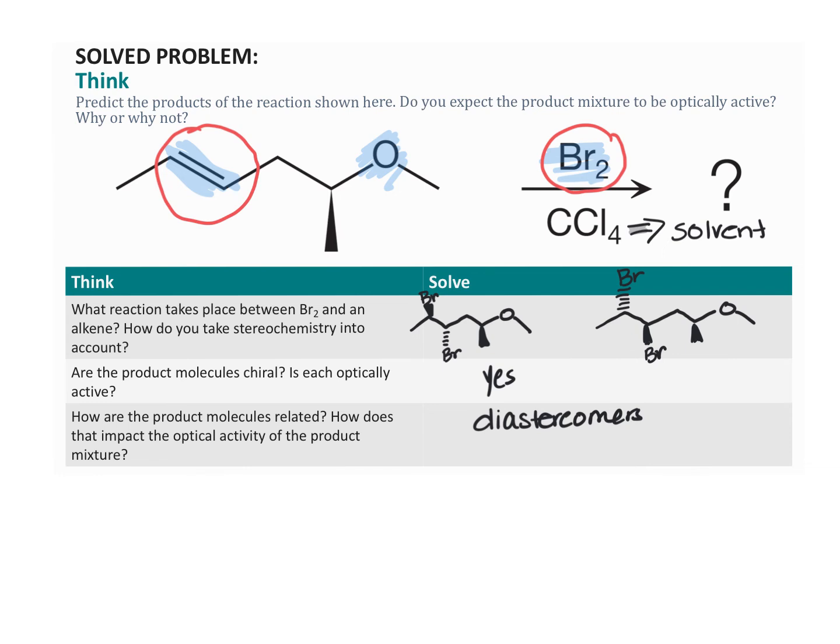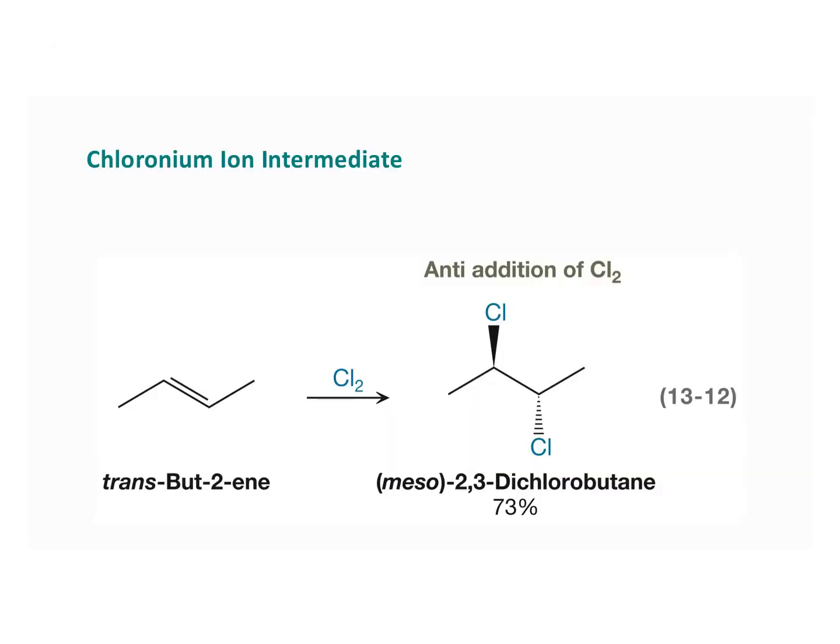Now, chlorine can, just like bromine, add to alkenes to produce vicinal dichlorides. So there's an example shown here where we have trans-2-butene. It reacts with Cl2, and we get the anti-addition of Cl2. This proceeds similar to bromine through a chloronium ion intermediate.